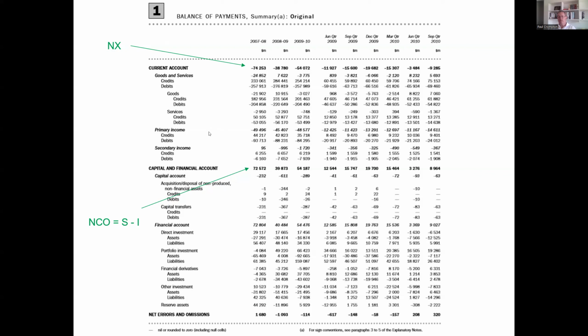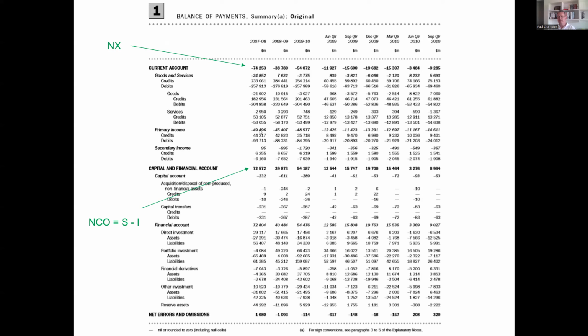So effectively what I'm doing is I'm taking this primary income balance of minus 49.496 billion and the primary income surplus of 0.09 billion, and I'm taking those numbers and putting them up into goods and services to give me a goods and service deficit of 74.25 billion as well.